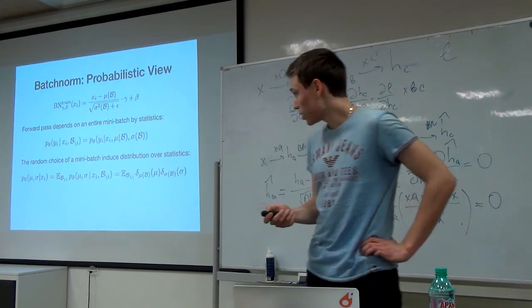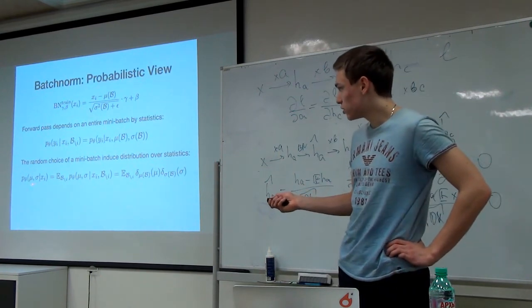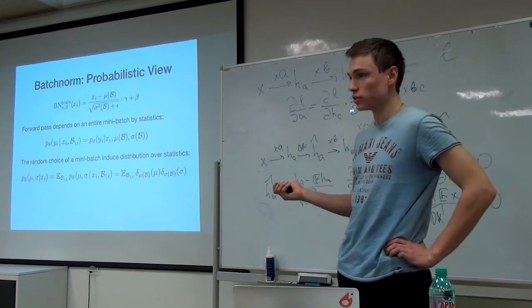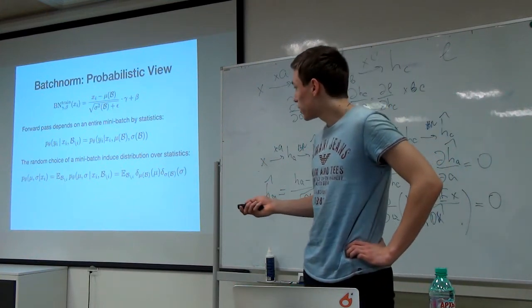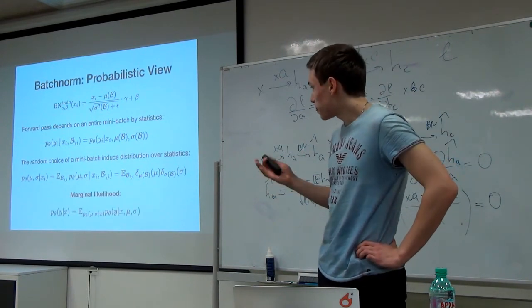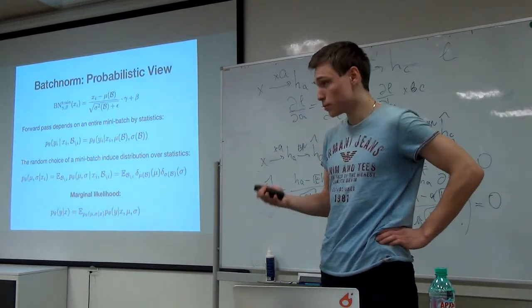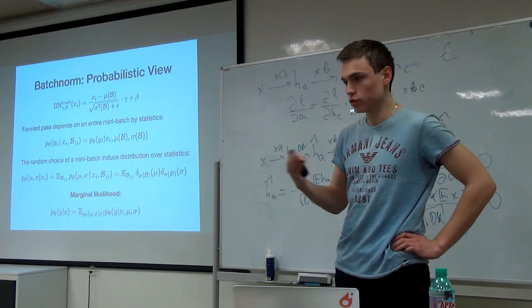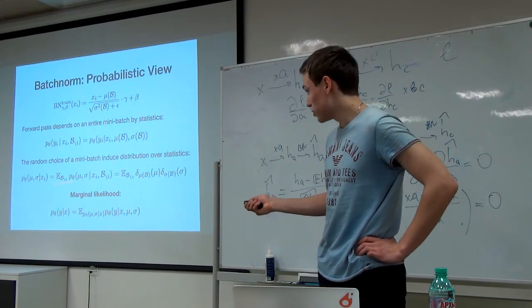Okay, and we can treat our statistics as hidden variables in our neural network. And to compute the likelihood of the answer with respect to object x, we need to marginalize them out. We need to take into account all possible statistics with respect to this distribution.